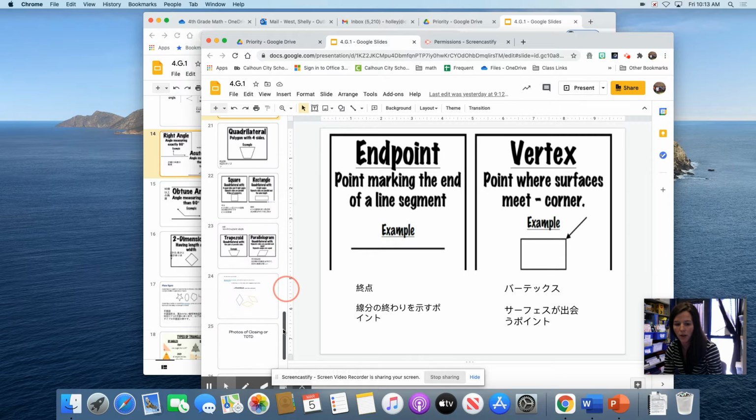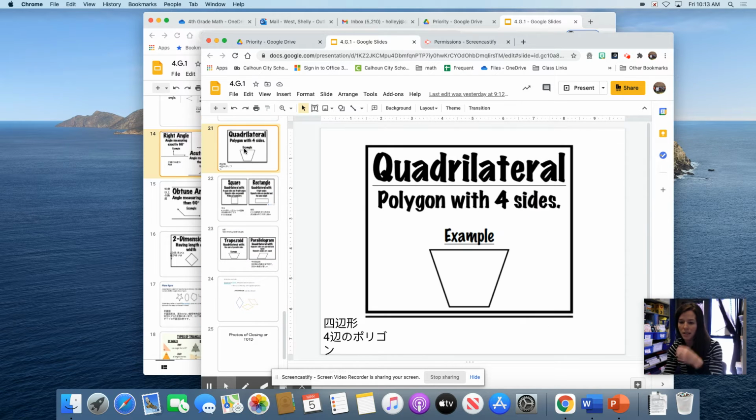Some other vocabulary that we've gone over, or you might see, is a quadrilateral. Any polygon with 4 sides is considered a quadrilateral. And I tell my class that I am considered a mom, a daughter, a wife. I have many names. And a lot of the shapes that we deal with, they have many names too. So a shape could be a polygon and a quadrilateral at the same time. So don't let that confuse you if they have multiple names.